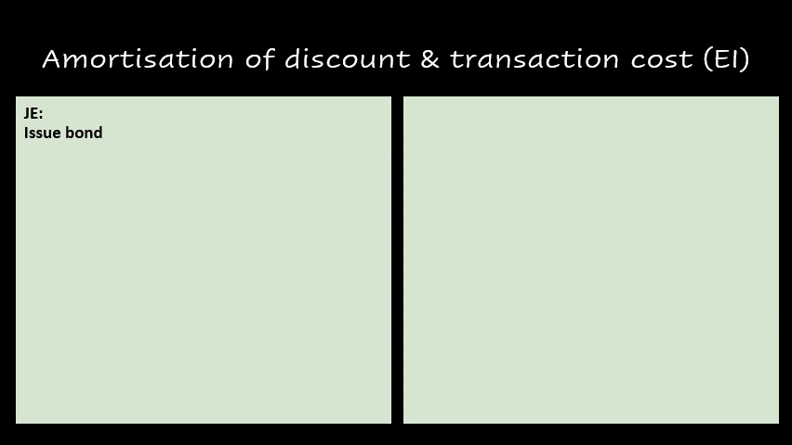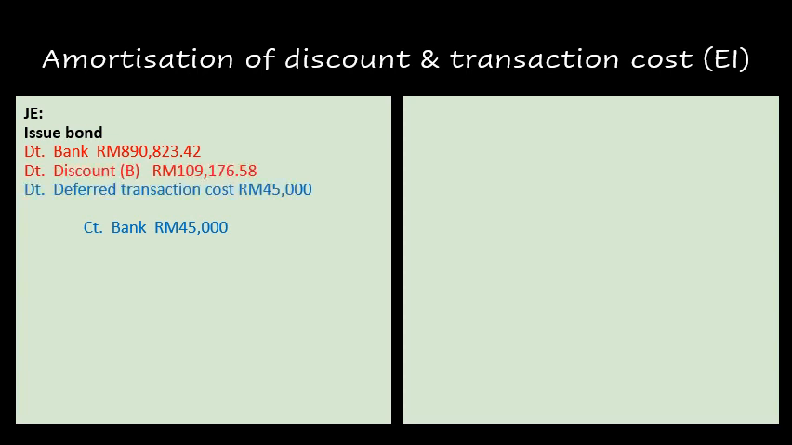When we issue bond, the journal entries are the same. We need to recognize the amounts of cash we receive from bondholders and the transaction costs that we paid for the issuance. Then recognize the bond discount and deferred transaction costs. And finally, recognize bond as financial liability since we have the obligation to pay the nominal amount at maturity.